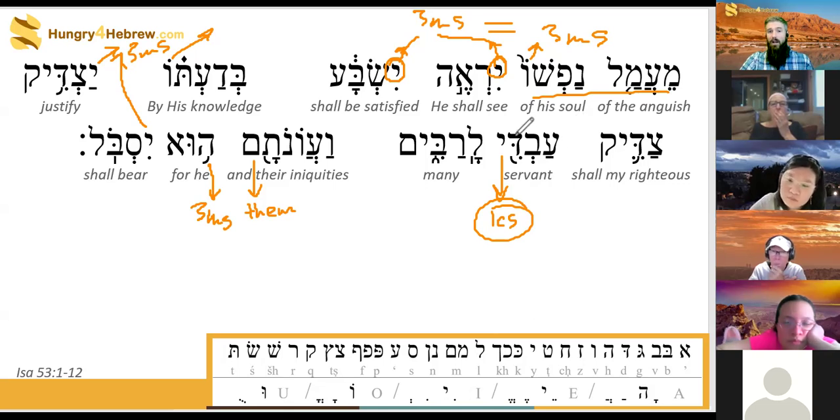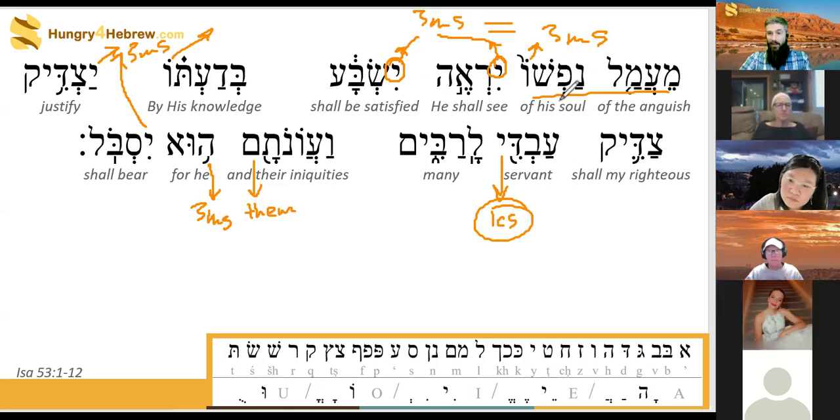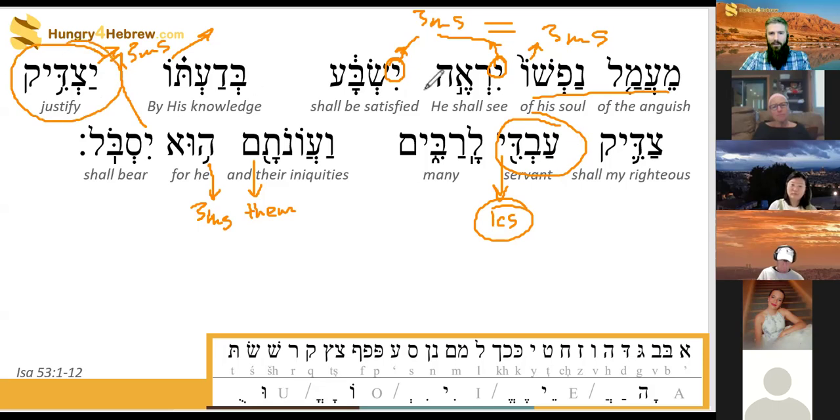All of a sudden it becomes my servant. So maybe it would be better that the Messiah's soul, he sees and is satisfied by the anguish of his soul. Wow, I don't know. B'da'ato, by his knowledge, it must be the same as nafsho. Yatzdik tzaddik, he will justify the righteous. Avdi l'rabim. So this is the subject. Oops, Avdi is the subject who's doing the action of yatzdik. My servant will justify tzaddik, the righteous, to the many. What? I'm lost.